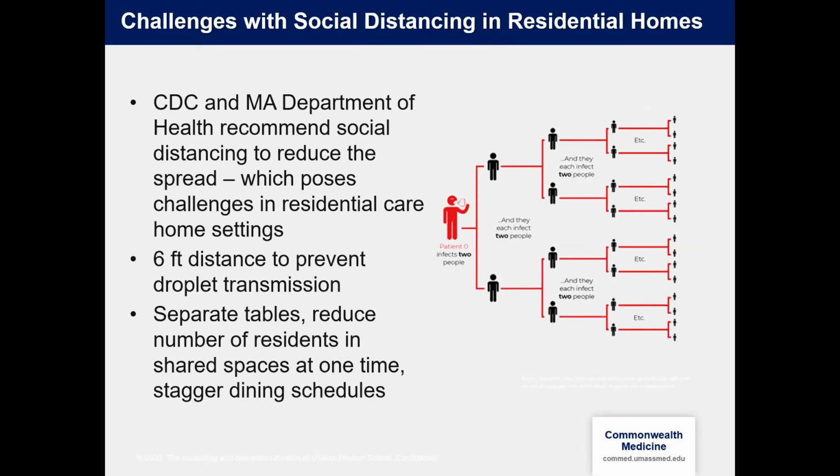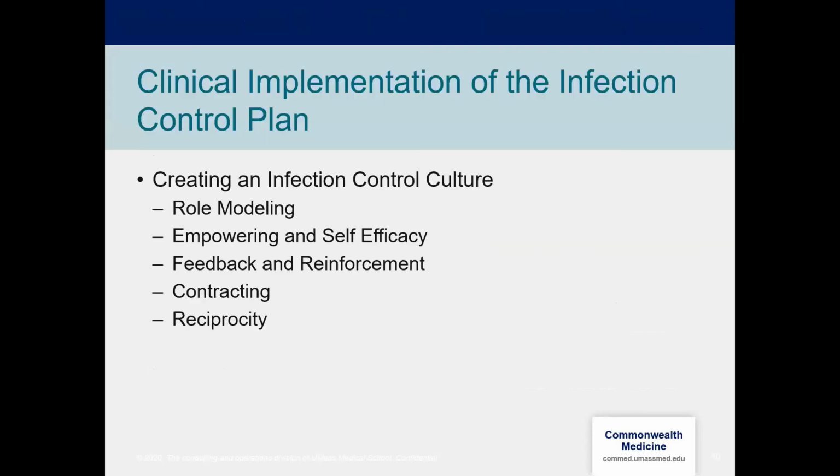So CDC and the Mass Department of Health recommend to continue social distancing to reduce the spread. That 6-foot distance is ideal. 3 feet is better than not at all. So, to be able to cut back on this transmission: separate tables, decreasing the number of residents in a shared space at one time, and staggering dining schedules.